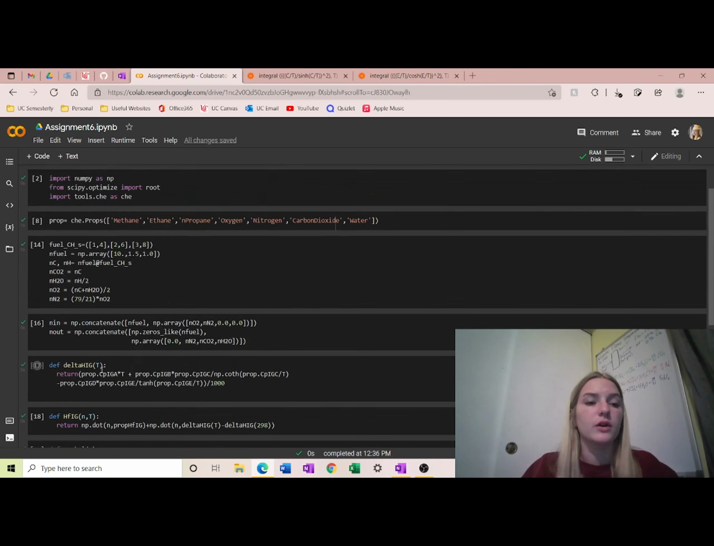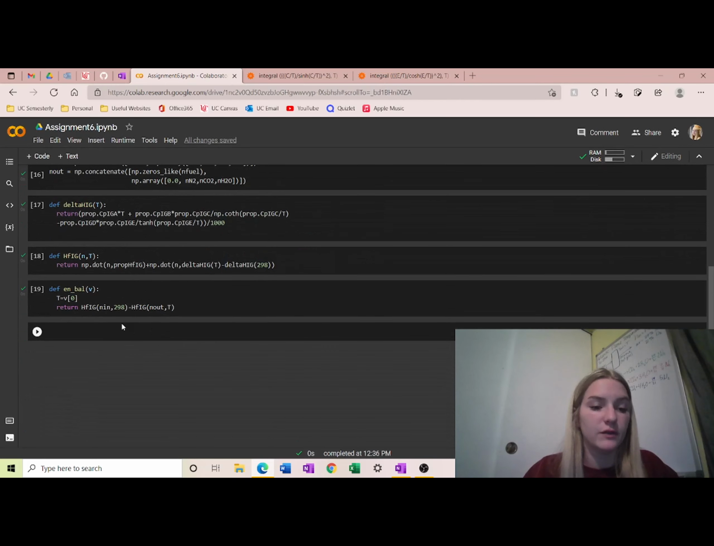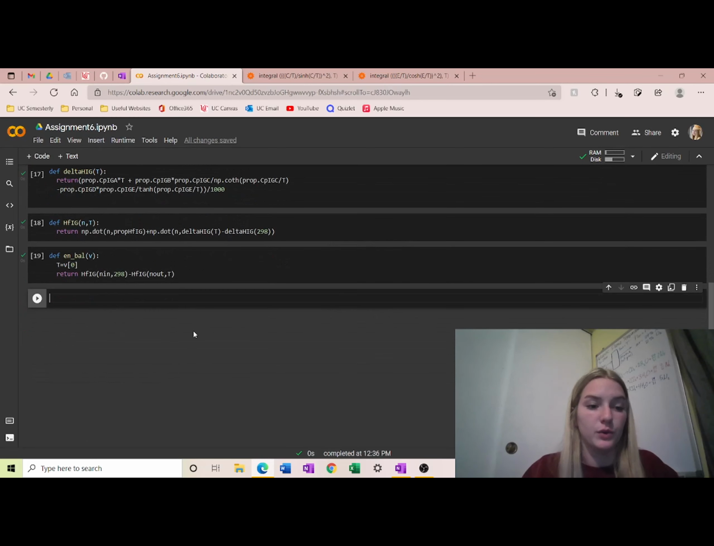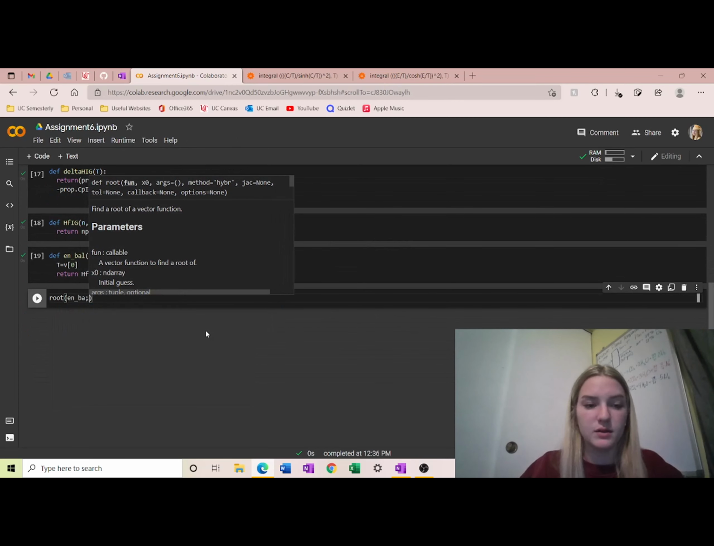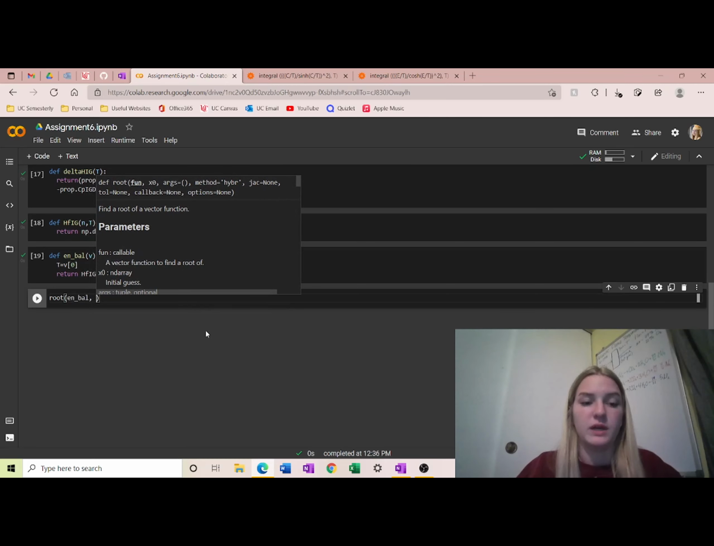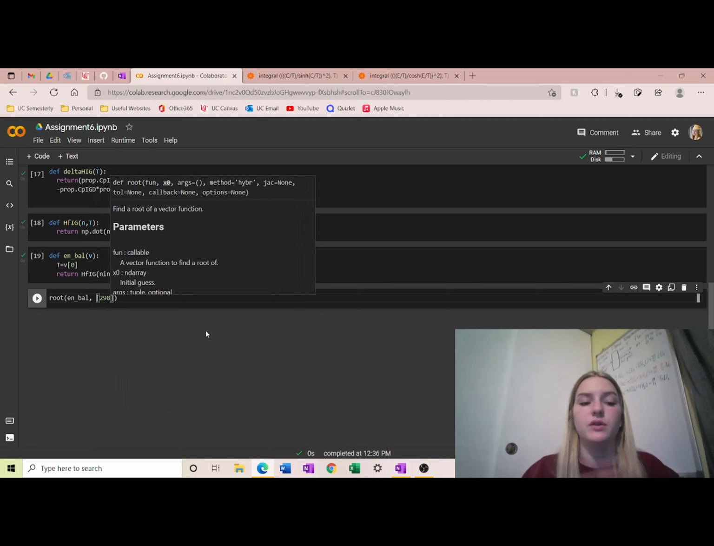So earlier we imported this function root, so now we are going to use that function to find the roots of our equation. So we are going to do root of energy balance, and now we have to make an initial guess of what our temperature is going to be, so we are just going to use our initial temperature.